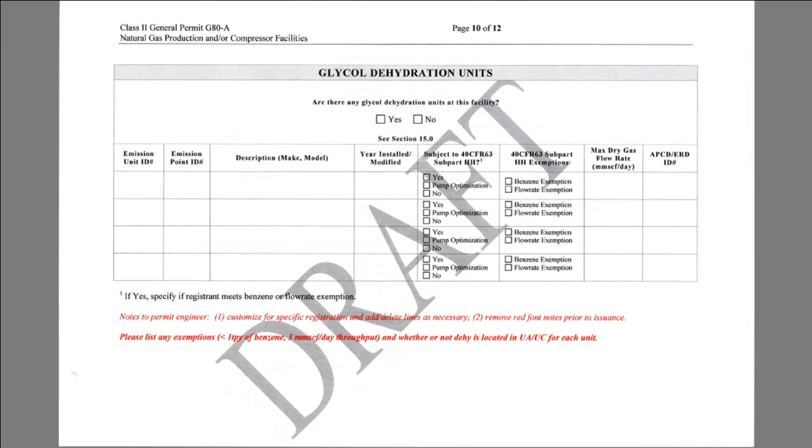For the DHI units, are you subject to double H? Do you meet one of the double H exemptions? What's the max flow rate? And indicate what air pollution control device or emission reduction devices are associated with the particular DHI unit.